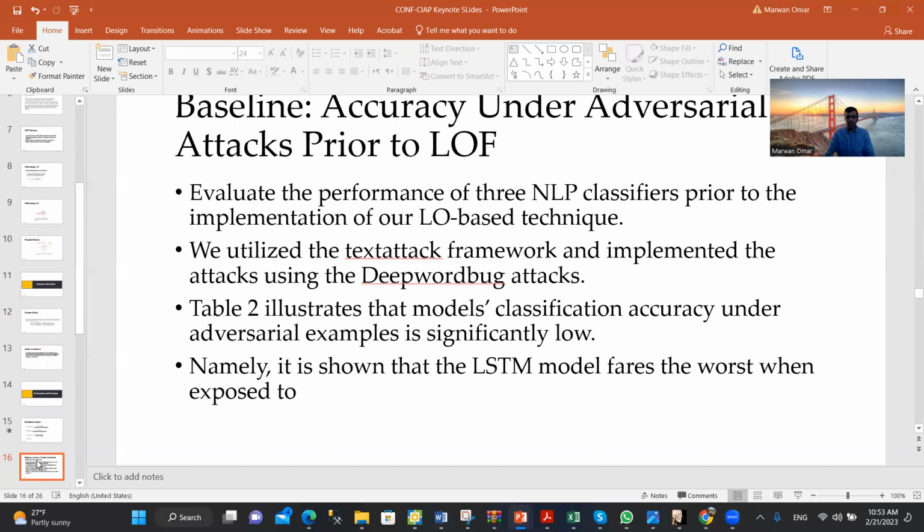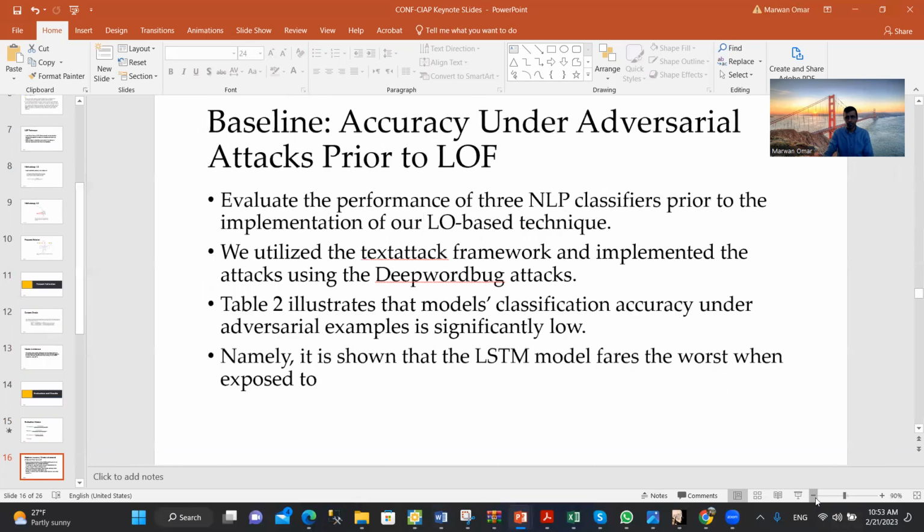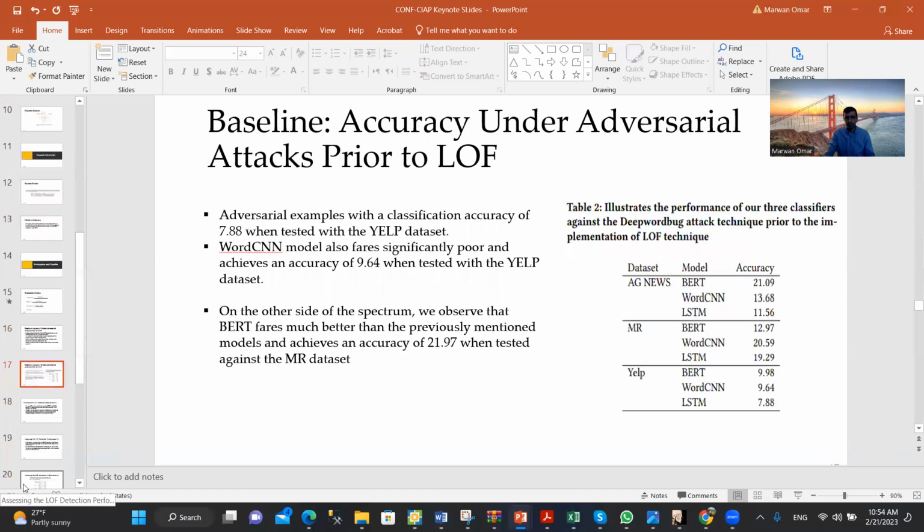We show now the baseline and accuracy under adversarial attacks. So we evaluate the performance of 3 NLP classifiers, as we mentioned: BERT, WordCNN, and LSTM. Prior to the implementation of our LOF technique, we utilized the TextAttack framework and implemented the attacks using DeepWordBug attacks. Table 2 will show us that the model classification accuracy on the adversarial examples is significantly low. It's shown that the LSTM model fares the worst when exposed to adversarial attacks.